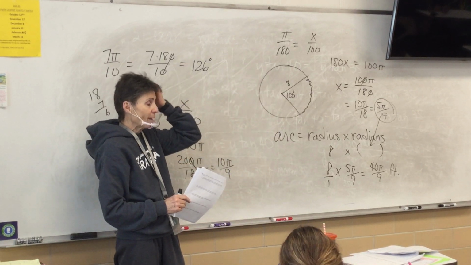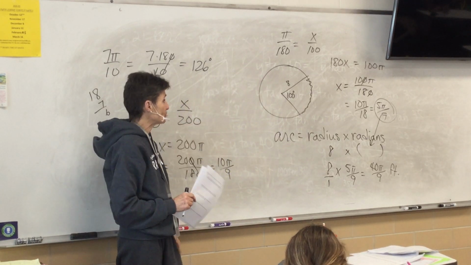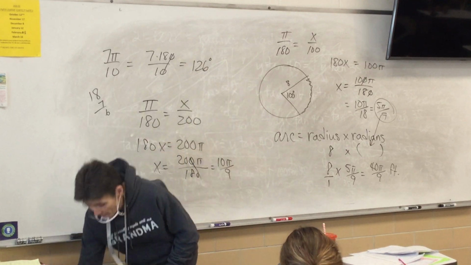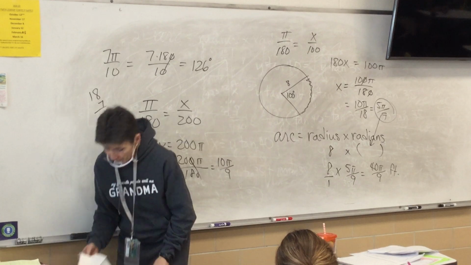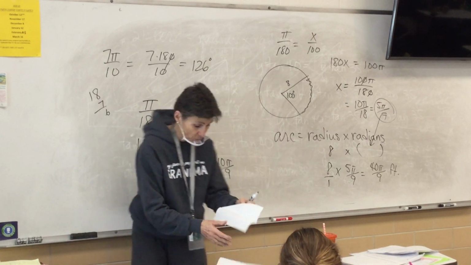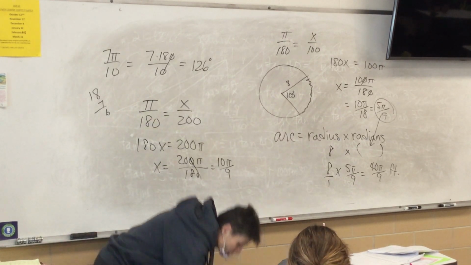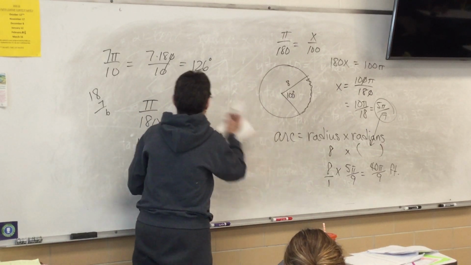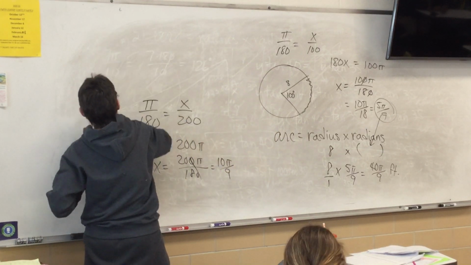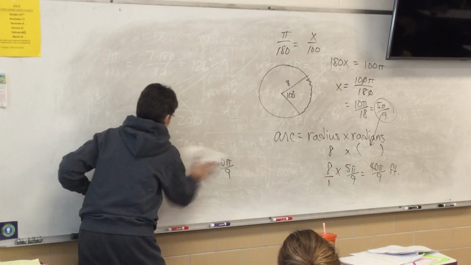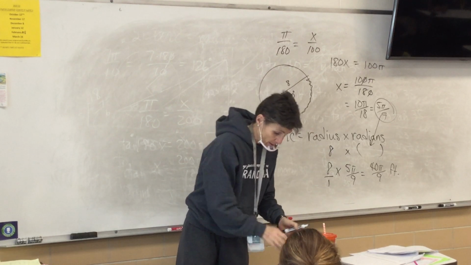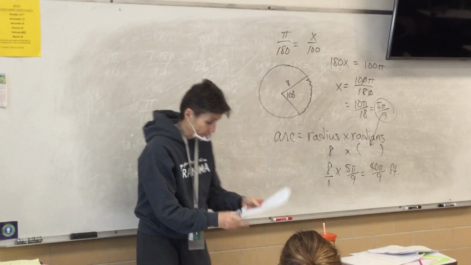So that's one you might want to go back and redo on your own just to make sure that you remember to do both parts. You have to find the radian measure of the angle, and then you do radius times radians. Okay? All right, next.